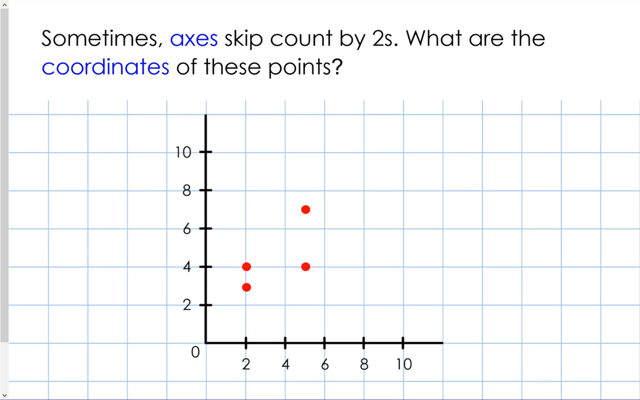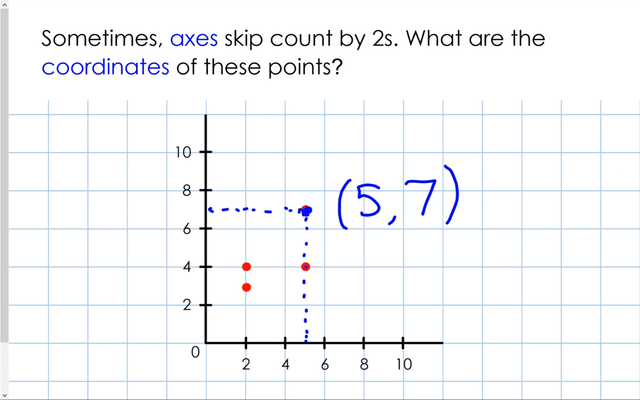Sometimes axes skip count by 2's. What are the coordinates of these points? Let's try this one here. If we follow this down to the x-axis, it falls between 4 and 6. Therefore, our x-coordinate is 5. Our y-coordinate falls between 6 and 8. Therefore, it is 7.